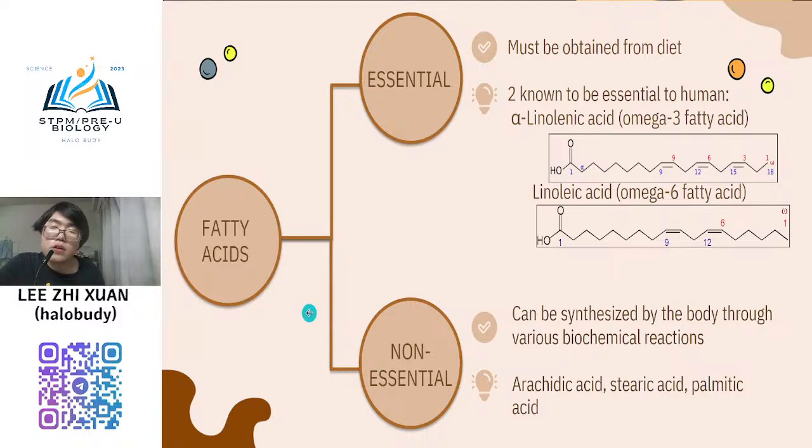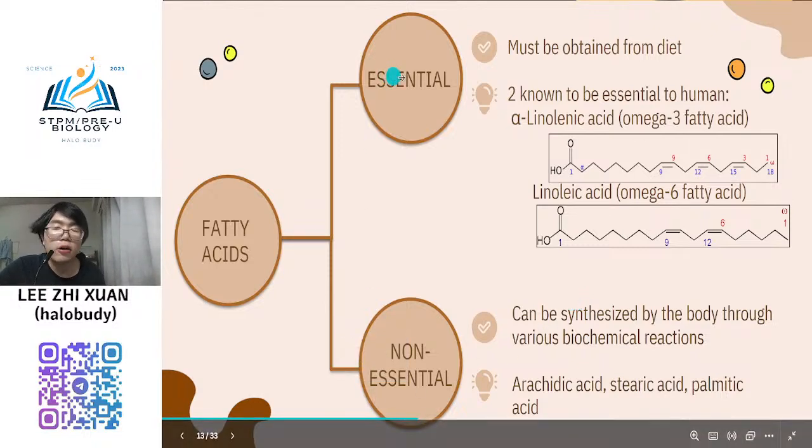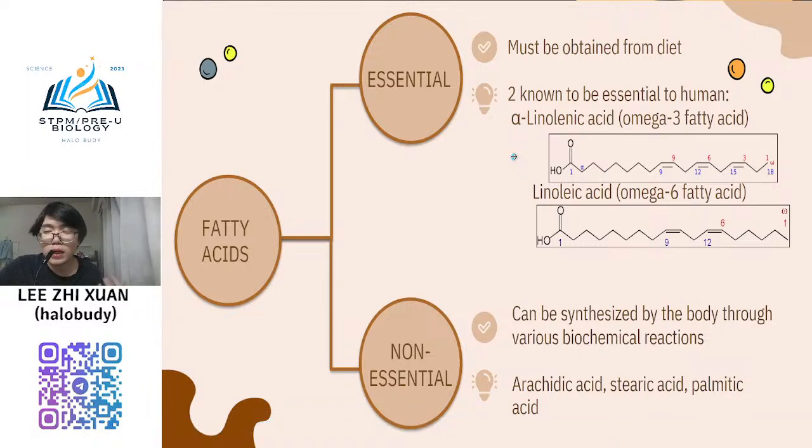Fatty acids are also classified into either essential or non-essential. Essential fatty acids must be obtained from the diet. We cannot synthesize them, but non-essential ones can be synthesized in our body. Essential ones cannot, so you totally need to consume them, similar to protein. Amino acids also have essential and non-essential types, and the essential ones you must take from the diet.